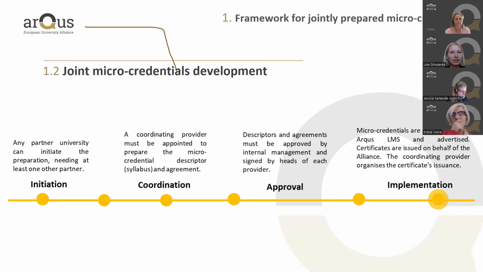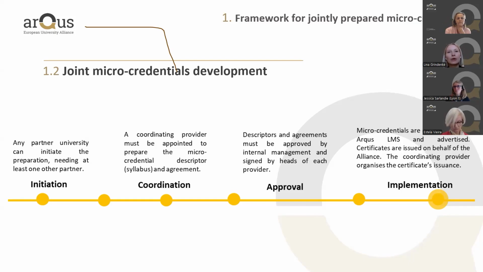So for the initiation, of course, any partner university can initiate the preparation, needing at least one other partner. Then the coordination part, where a coordinating provider must be appointed to prepare the micro-credential descriptor, the syllabus, and the agreement. But of course, coordination means that the coordinator is only responsible for coordinating the process, not for preparing all the documents by himself.